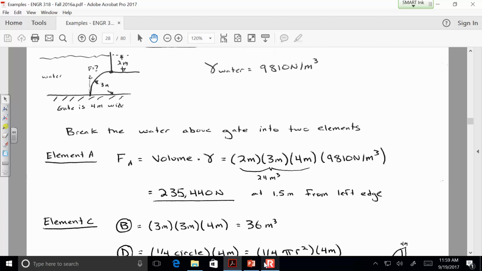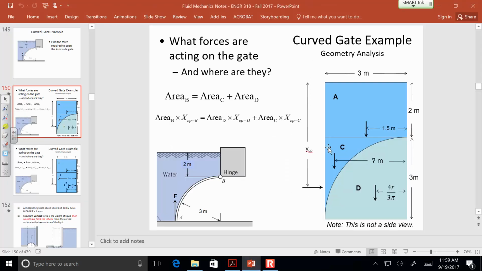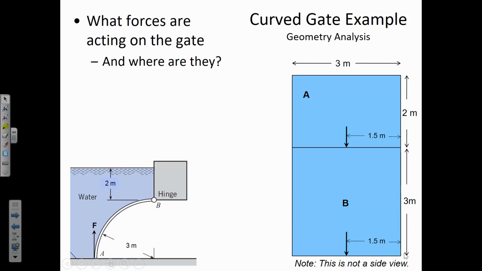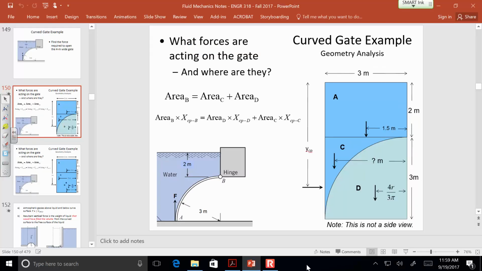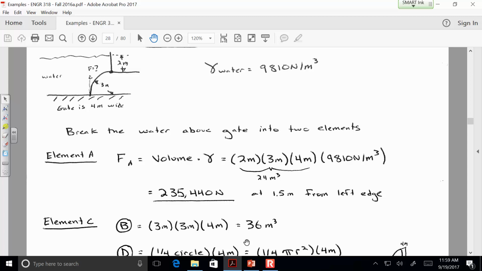All right, so we've got basically three pieces that we need to keep track of: A, C, and D. And C and D together are this element B. So here's element B. It has two components. So in this solution, what I've done first of all is started with the weight of the water in element A, which is that rectangular element above the hinge. So it's a 2 by 3 by 4 shape, and once we find the volume, just multiply it by unit weight to find the overall force acting downward.